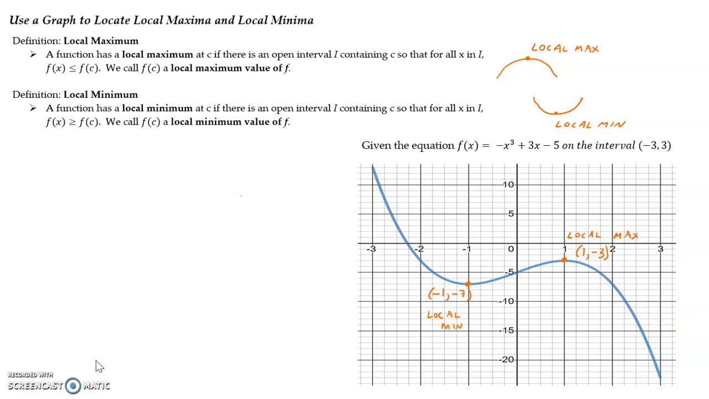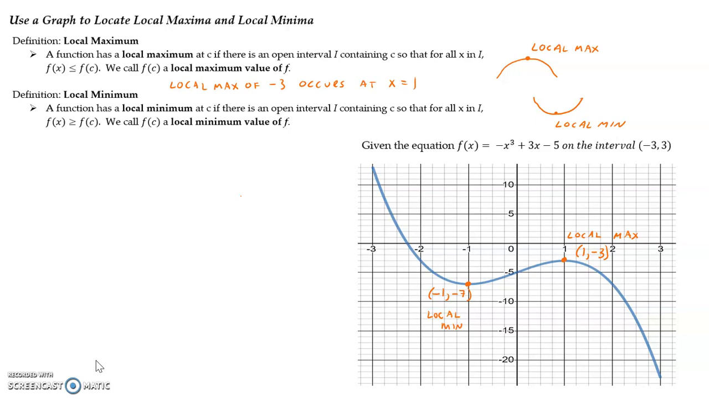You might see them written as coordinates. You might also see them written as sentences. So let's go ahead and write these out. If we're talking about a local maximum, then we have a local max. The y value here is a -3. And it's going to occur at an x value of +1. So you might see it in sentence form.